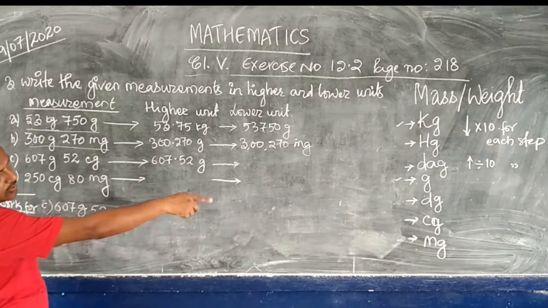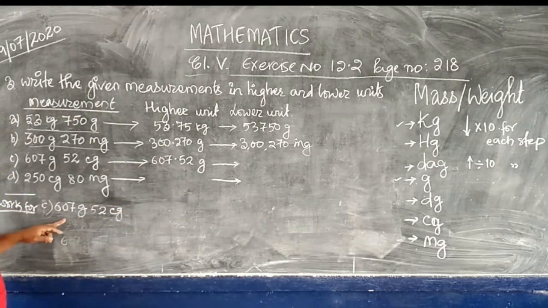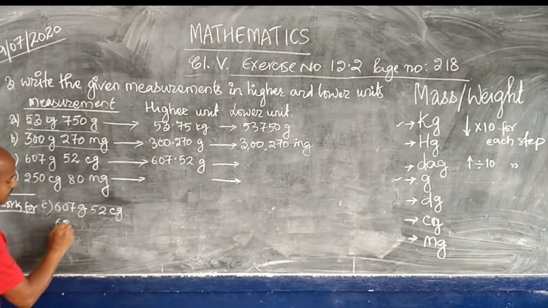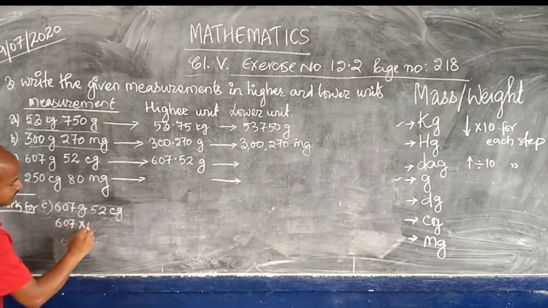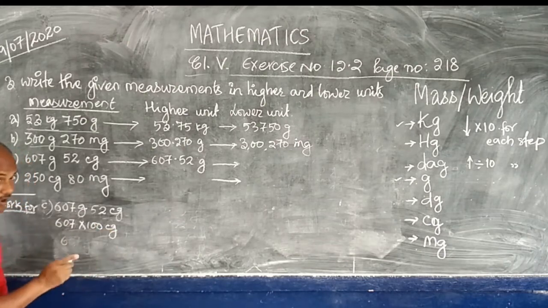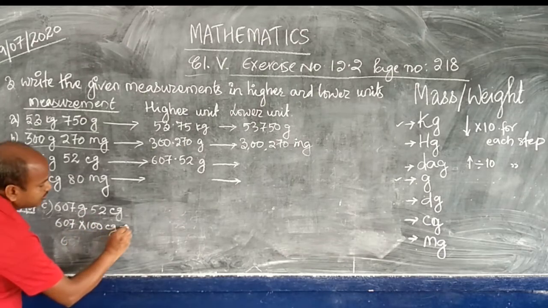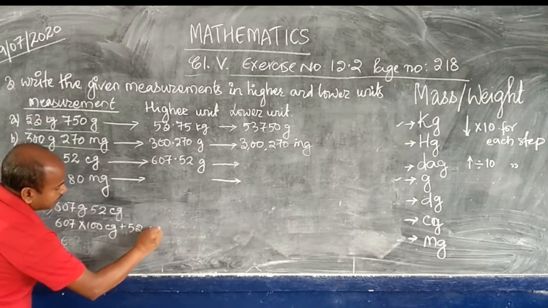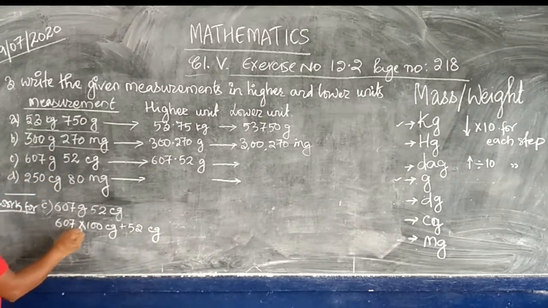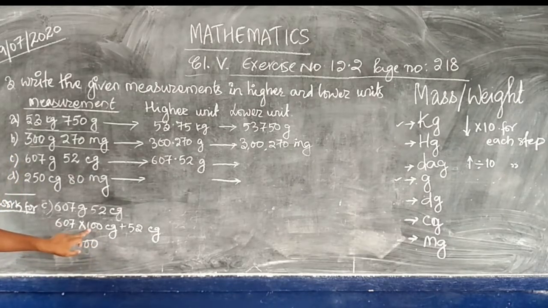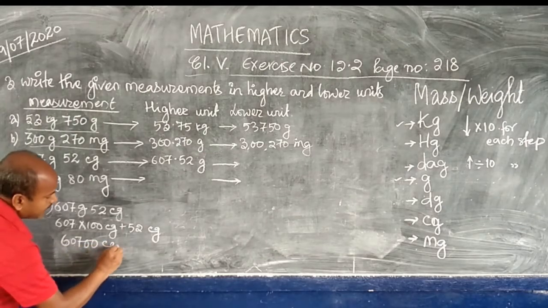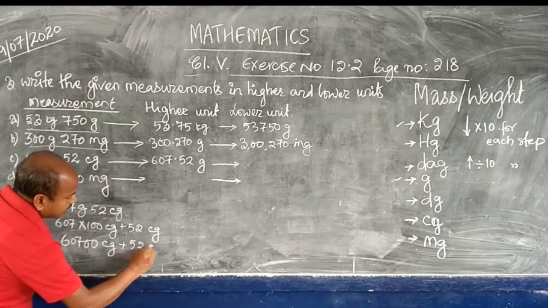Gram to centigram is 2 steps, meaning multiply it by 100. So 607 multiplied by 100. This will become, gram will become centigram, and after that 52 gram to it. So 607 hundreds are 60,700. 2 zeros copy here, 1 into 607, 607 centigram, and then after that 52 gram to it.